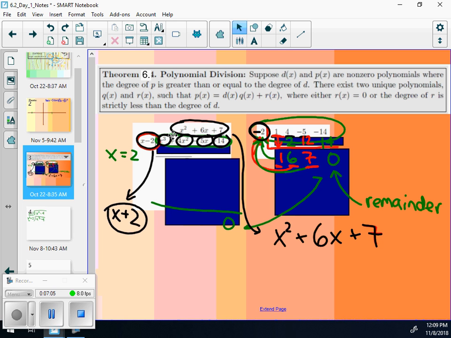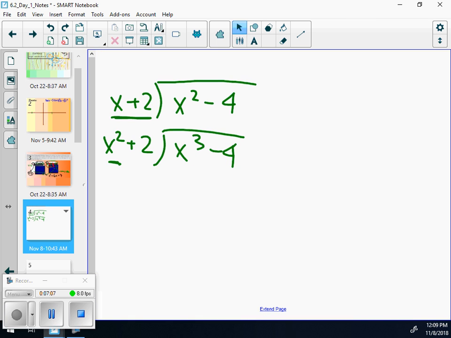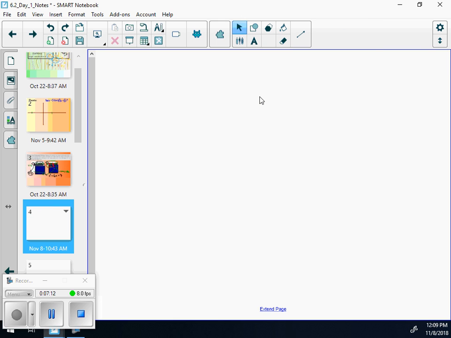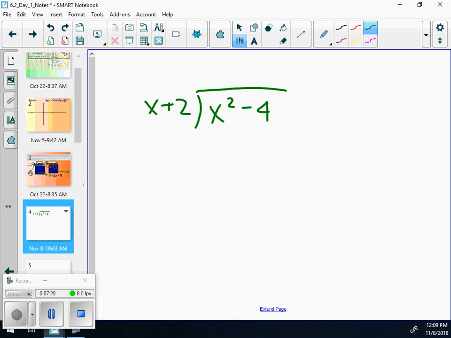Okay. Now, one other case. If, for instance, I went back to this example of x squared minus 4 divided by x plus 2, and I wanted to do the synthetic division for this, I would say, okay, x plus 2 is going to become a minus 2 on the outside. Draw my upside down dividing box. And then in here I have an x squared, so that's going to be a 1. And then I have a minus 4, so that's just a minus 4, right?